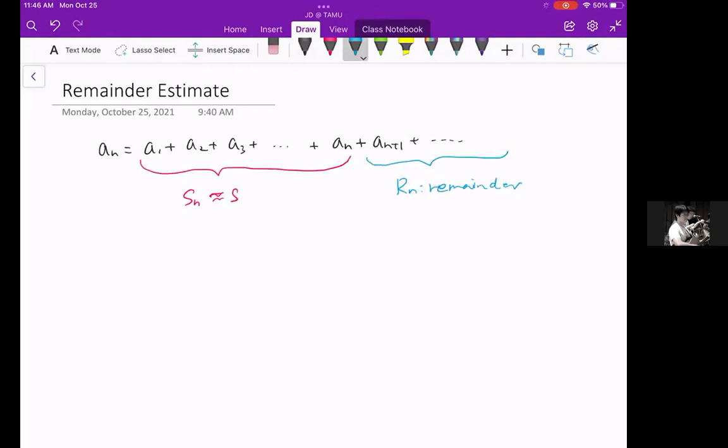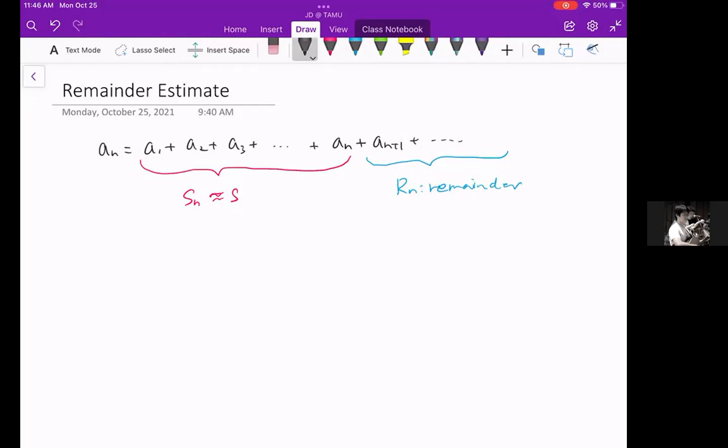Is it okay? So think about it. If you can make your R_n as small as possible, then we can say your S_n is a good approximation for your series. That's why we're going to try to control your remainder part, which is also the error. So let me give you the figure of this. It might be much easier to understand.